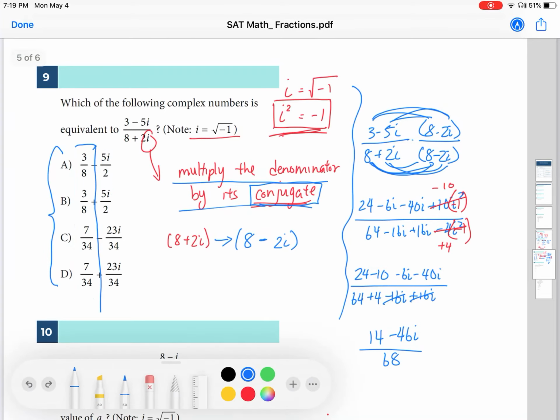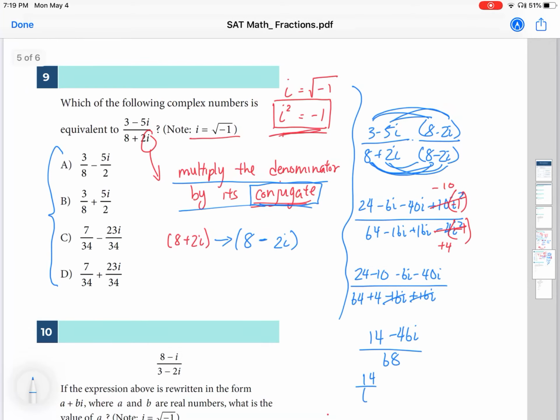So I'm going to do the same thing with my fraction. I'm going to split down the middle and make it 14 over 68 minus 46i over 68. Now I can take a 2 out of all these terms, so that'll reduce down to 7 over 34 minus 23i over 34. Now remember, you can't do anything with i. i has to just stay the way it is. So if I look at my answer and compare it to my answer choices, I see that I get C.